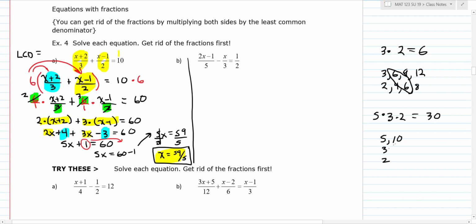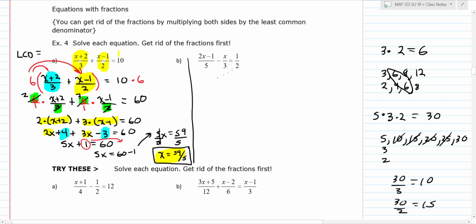Okay, 3 doesn't go into 10, so that's no good. Go to 15. 3 goes into 15, but 2 doesn't, so that's no good. Go to 20. 3 does not go into 20, so forget that. Go to 25. 2 does not go into 25. But finally, when you get to 30, 30 divided by 3 comes out even, and 30 divided by 2 also turns out to be a whole number. So that's why that's the common denominator.